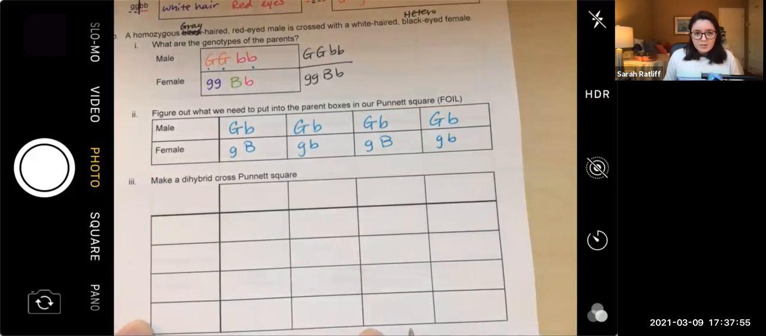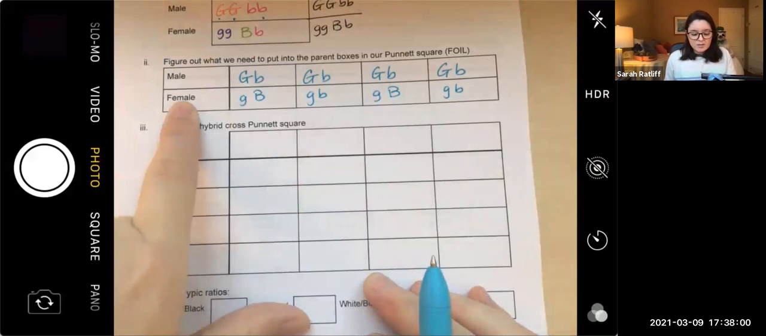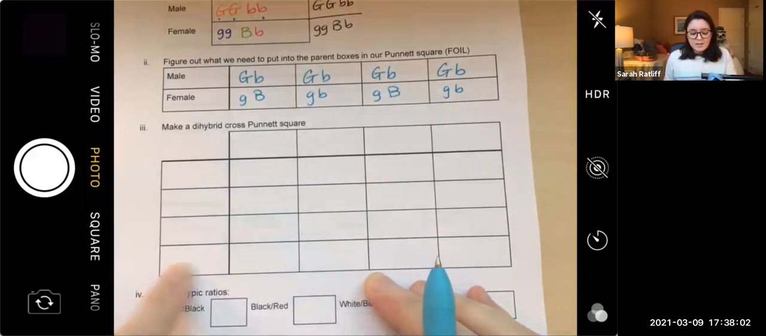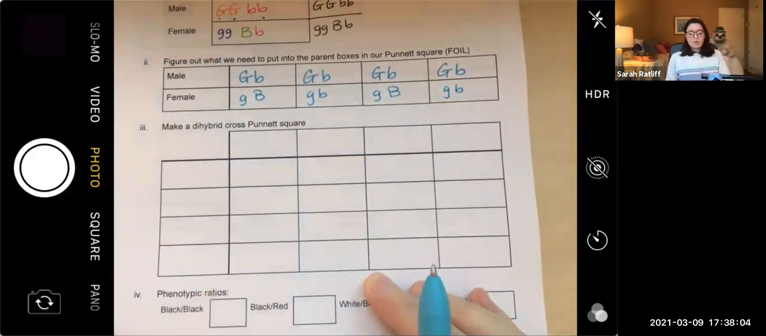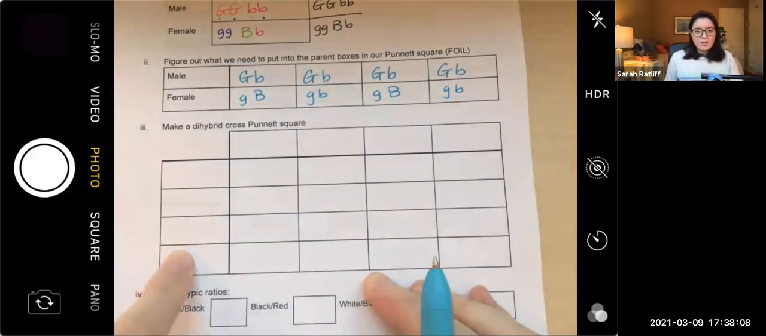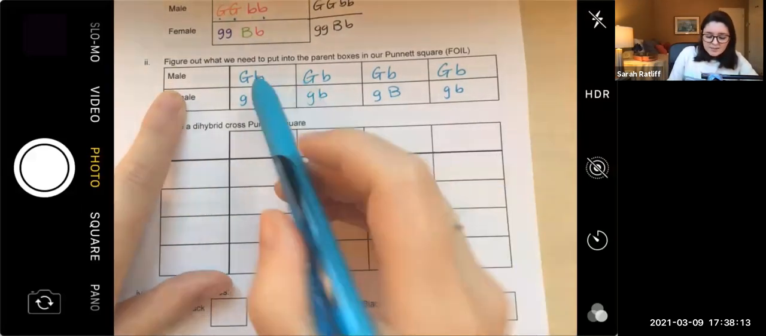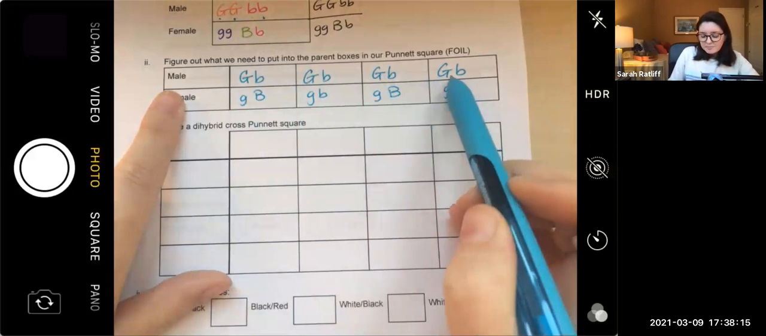Okay, now moving down, we're going to make our Punnett Square. We figured out what needs to go in our boxes across the top and down the side. Then we're going to fill it in. Best practices say male goes across the top, female goes down the side. Since the male is first, that works out just great. Happens to be that all of his are big G, little b.